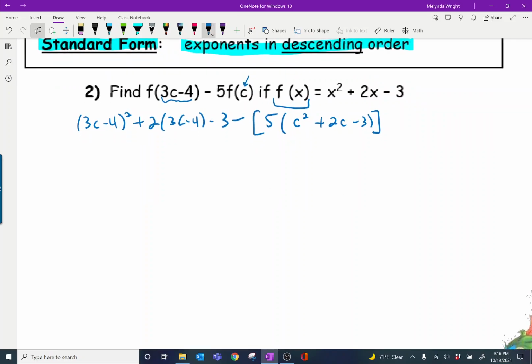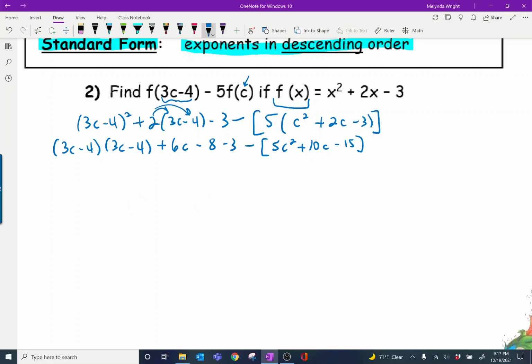Yay, fun algebra. This 3c minus 4 squared, I hope nobody listening thinks that I can just distribute the squared across there. That's no, no, no. That means I have 2 of those. Okay, good. So I'm just writing it out. I'm going to go ahead and distribute this 2 right here as I'm going along. So that would be plus 6c minus 8 minus 3. Okay, good. Got a little work done there. So let's go ahead and distribute the 5. So I have 5c squared plus 10c minus 15.